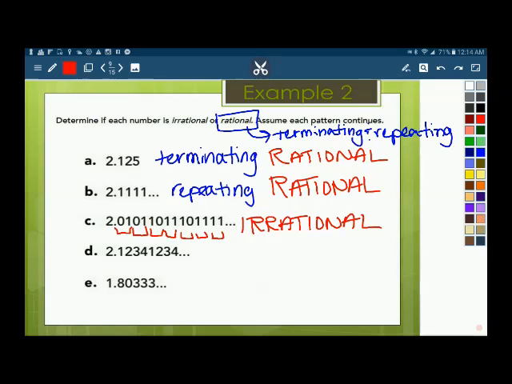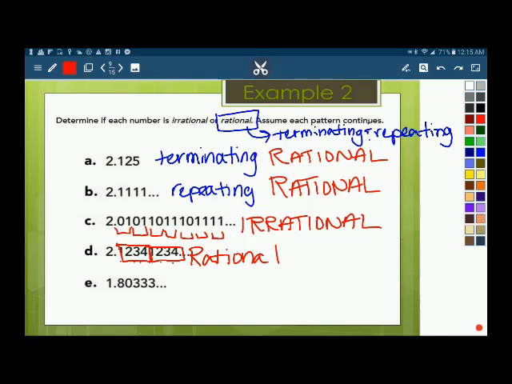Now in part D, I see 1, 2, 3, 4, but then a 1 again, a 2 again, a 3 again, a 4 again, and in the same order. So it's like that 1, 2, 3, 4 is repeating itself. Since that is repeating, that is rational.